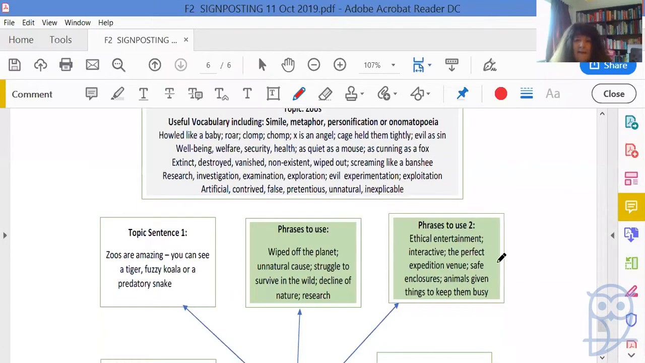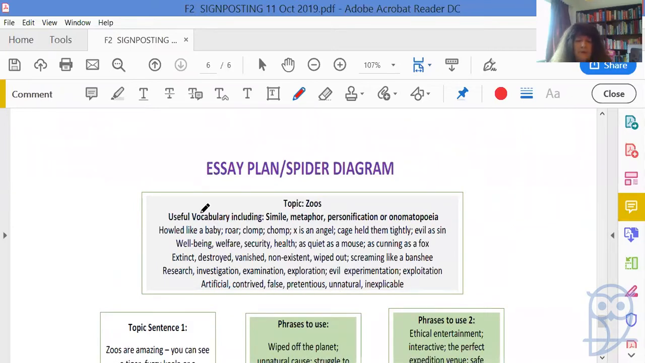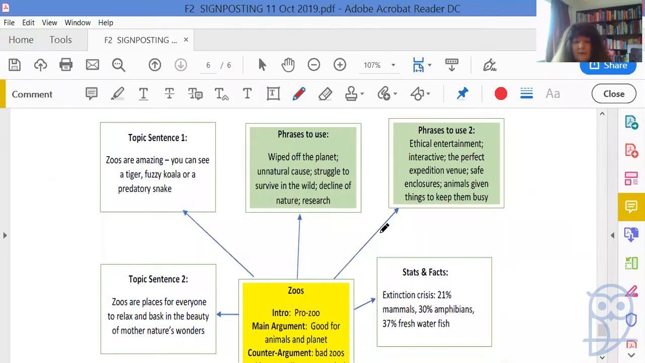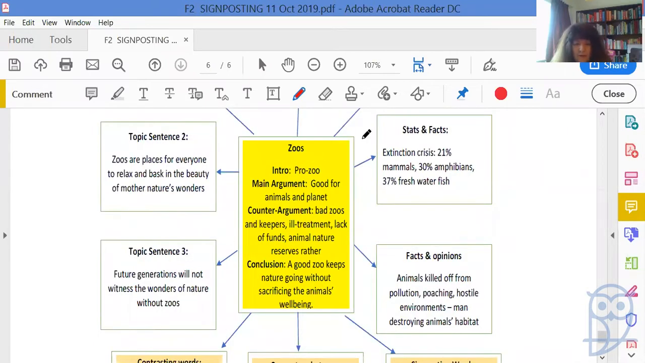Essay plan, you've got your topic, and then you think up what vocabulary would I be using there? What simile, what metaphor, what personification, what onomatopoeia, and you write some down there that you may or may not use. You've got them there. Then in the middle of your whole diagram, you have got your central theme, which is the task that you're doing. In this case, it was zoos.